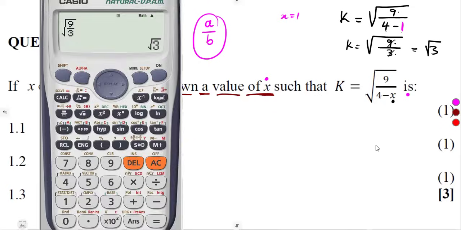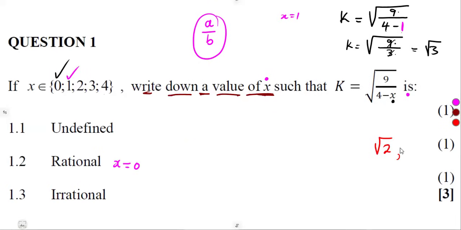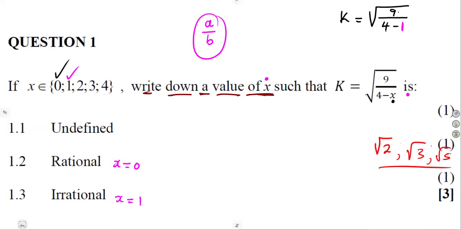These are like our sets: square root of 3, square root of 2, square root of 5. These ones that we cannot simplify exactly, that is the irrational number. So as we can see, when our x is 1, we are having an irrational number here. All right. Let us move to another condition, another part of x.